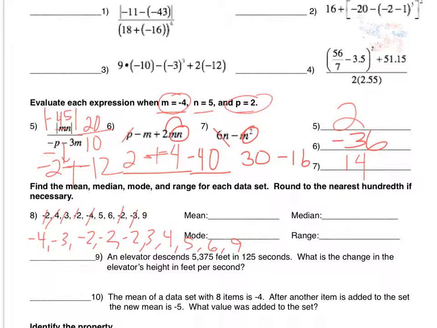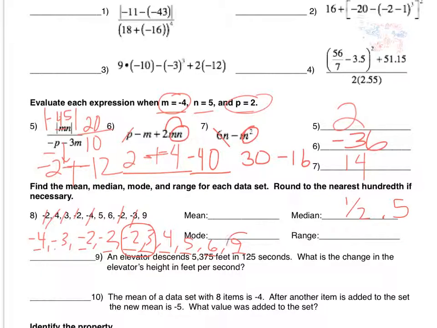For number 8, we have a set of data, and in order to find the mean, median, mode, and range, first of all you have to put it in order from least to greatest. So we have 1, 2, 3, 4, 5 from the left, and 1, 2, 3, 4, 5 from the right. So the two middle numbers are negative 2 and 3, but to find the median we have to add those two together. So negative 2 plus 3 is 1, and then divide that by 2, which is 1/2. So the median is 1/2, or 0.5.